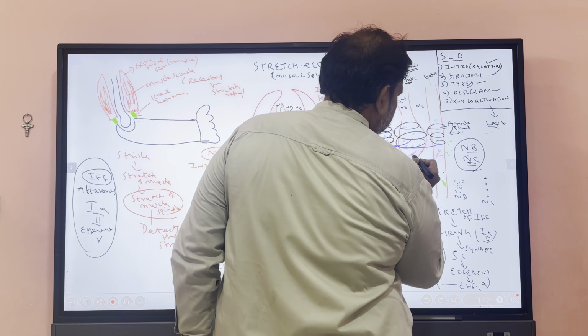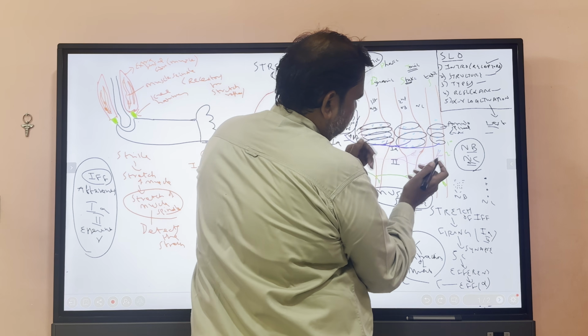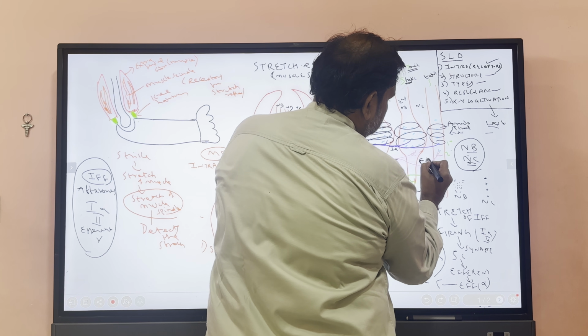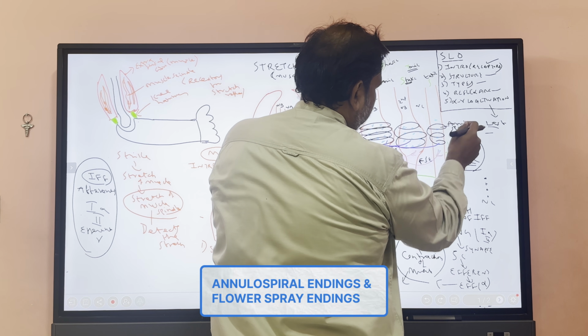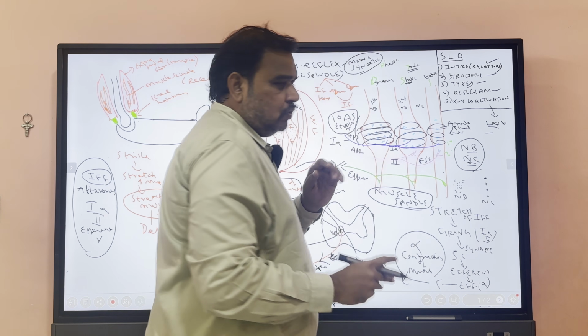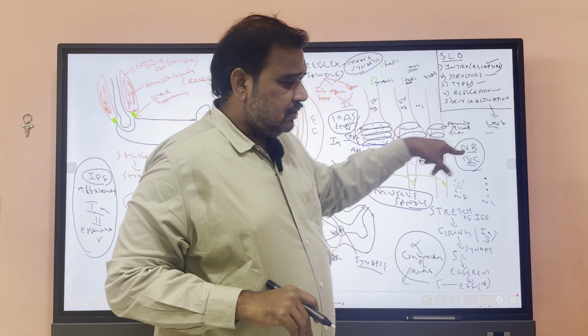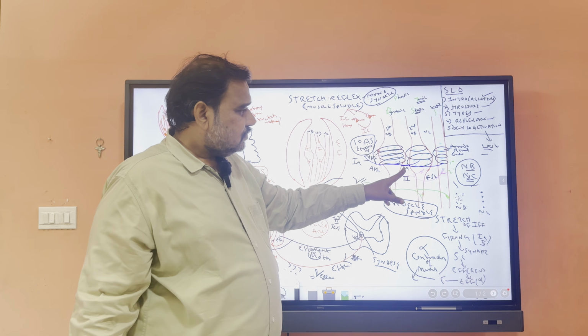And this one, you can see, is like a flower, see here, 1, 2, 3, 4, like a flower. So this is flower spray endings. So this is annulospiral endings, this is flower spray endings. So the afferents coming from 1A are annulospiral endings, the afferents which are coming in the form of 2 are flower spray endings.